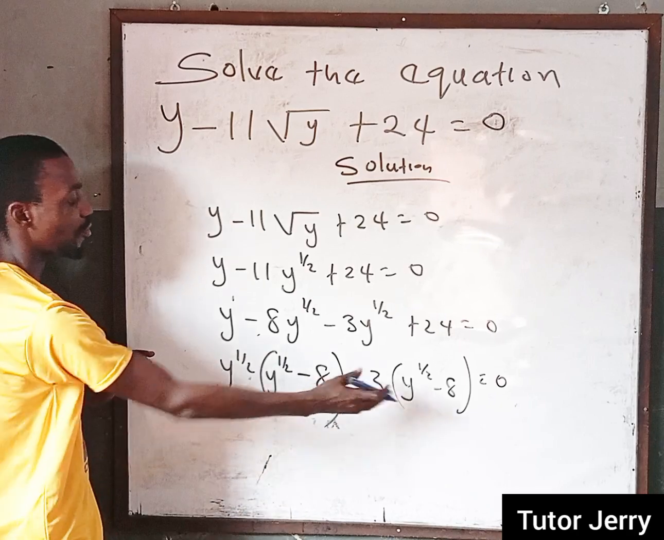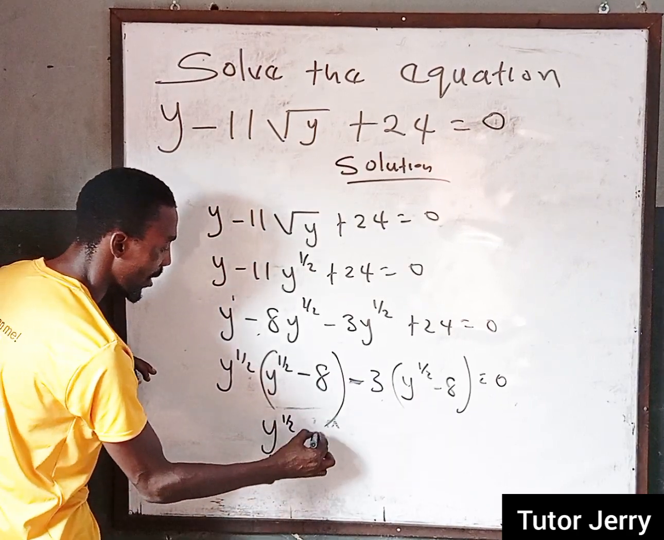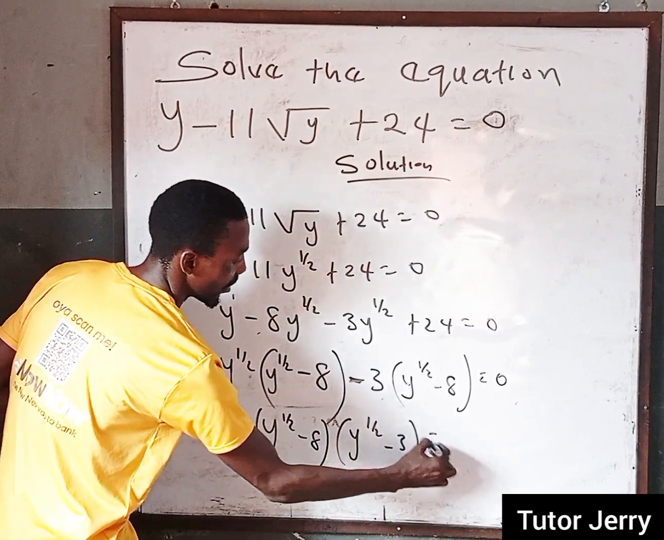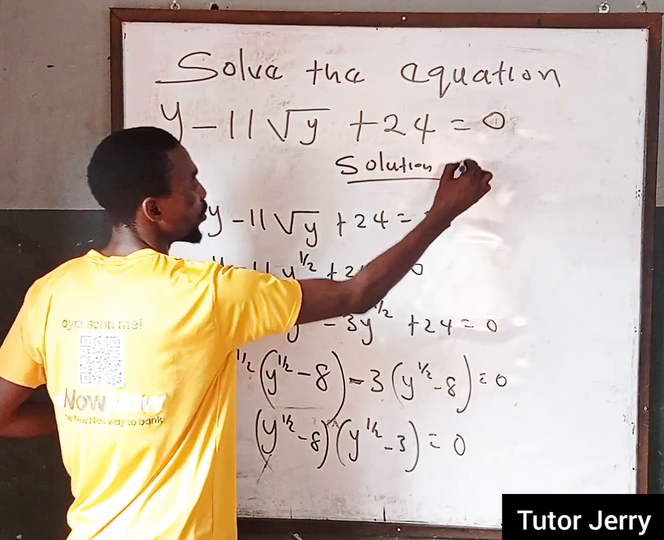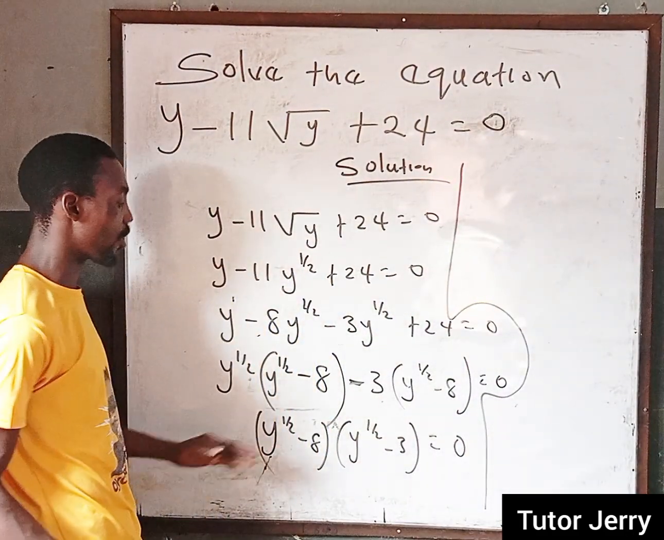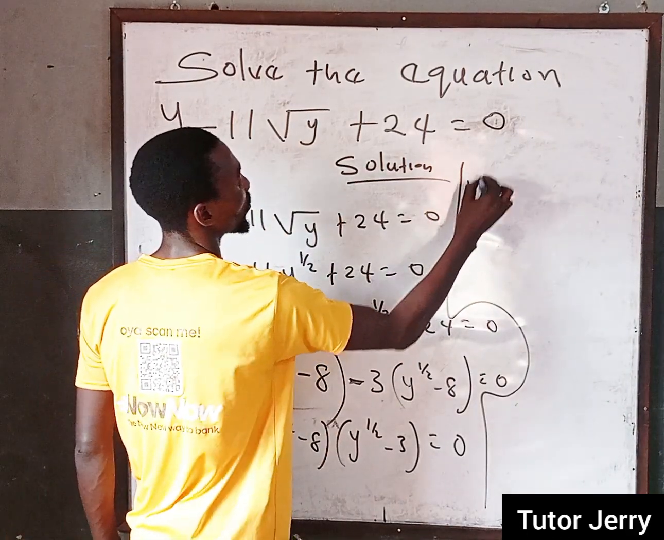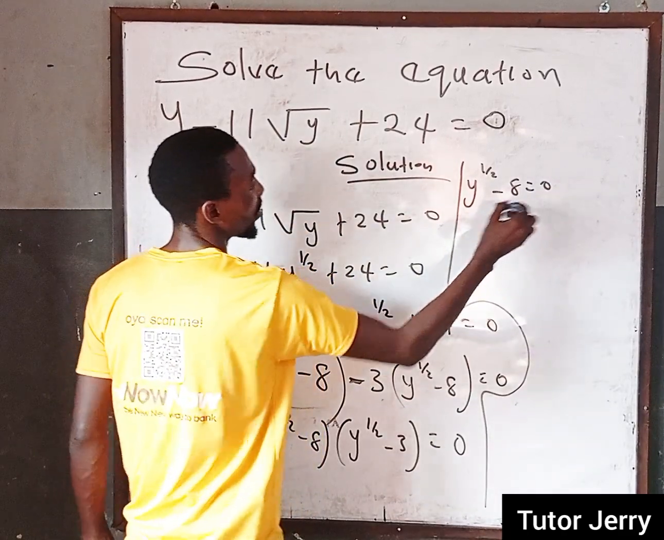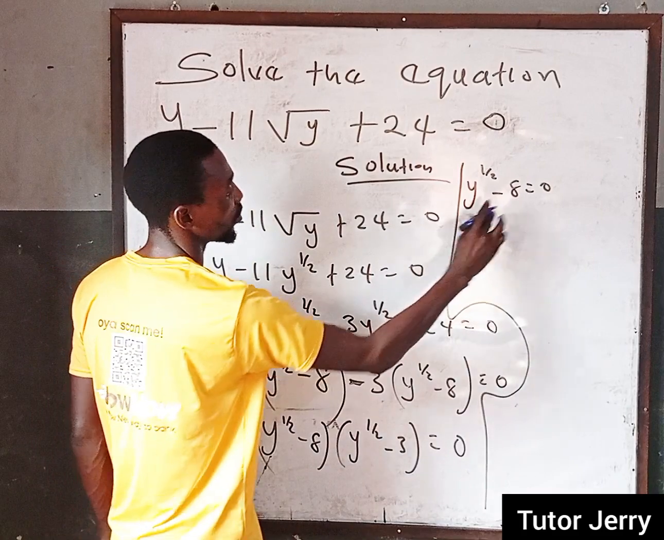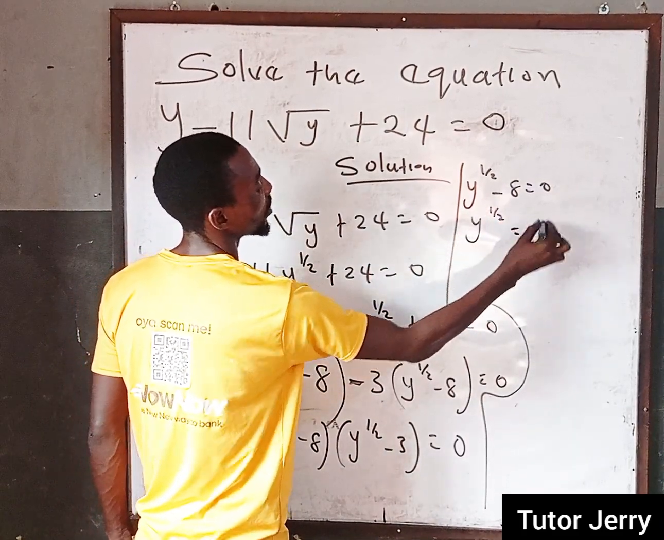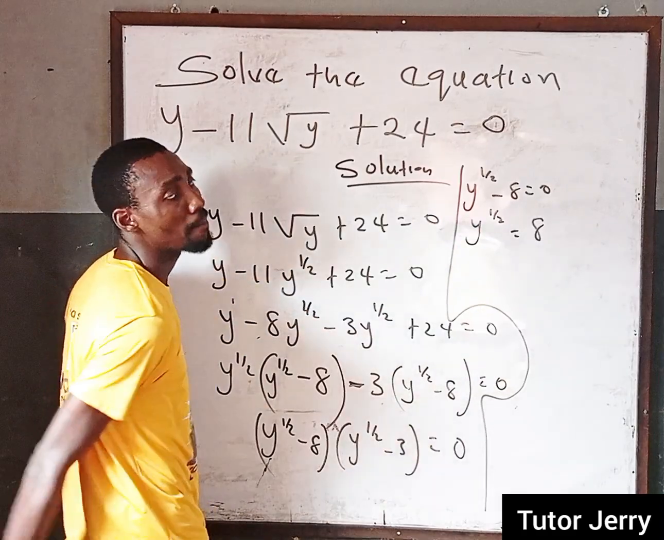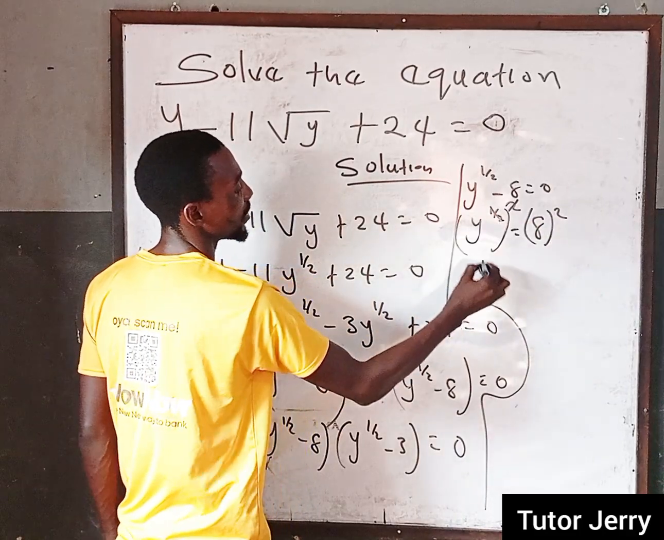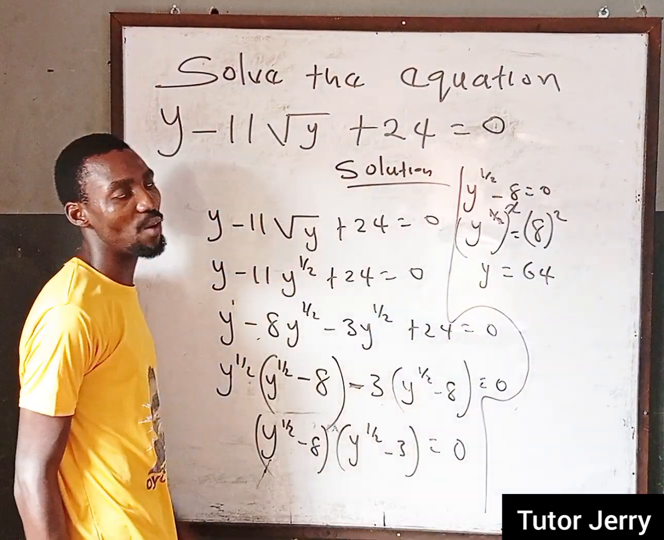Alright, now we can therefore factor out, leaving y to power 1 over 2 minus 8 and y to power 1 over 2 minus 3 equals 0. So if we do that, we equate them to 0. We say y to power 1 over 2 minus 8 equals 0. Let's do this first. We move this to the other side: y to power 1 over 2 equals 8. If I square both sides, then y will be equal to 64. Y here is 64.